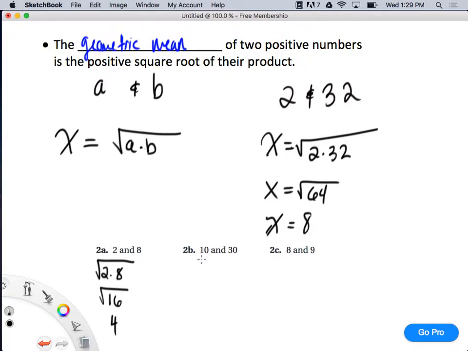Okay. Now, those are the 3 questions on the bottom. Square root of 2 times 8 is square root of 16, which is 4. Square root of 10 times 30 is 300, and that's good enough for now. Leave that one as square root of 300. Square root of 8 times 9 is 72. We don't know that, so it's just square root of 72. That's good enough for now. If it's simple, you should know it, then you have to write it. But if not, it's okay for now.